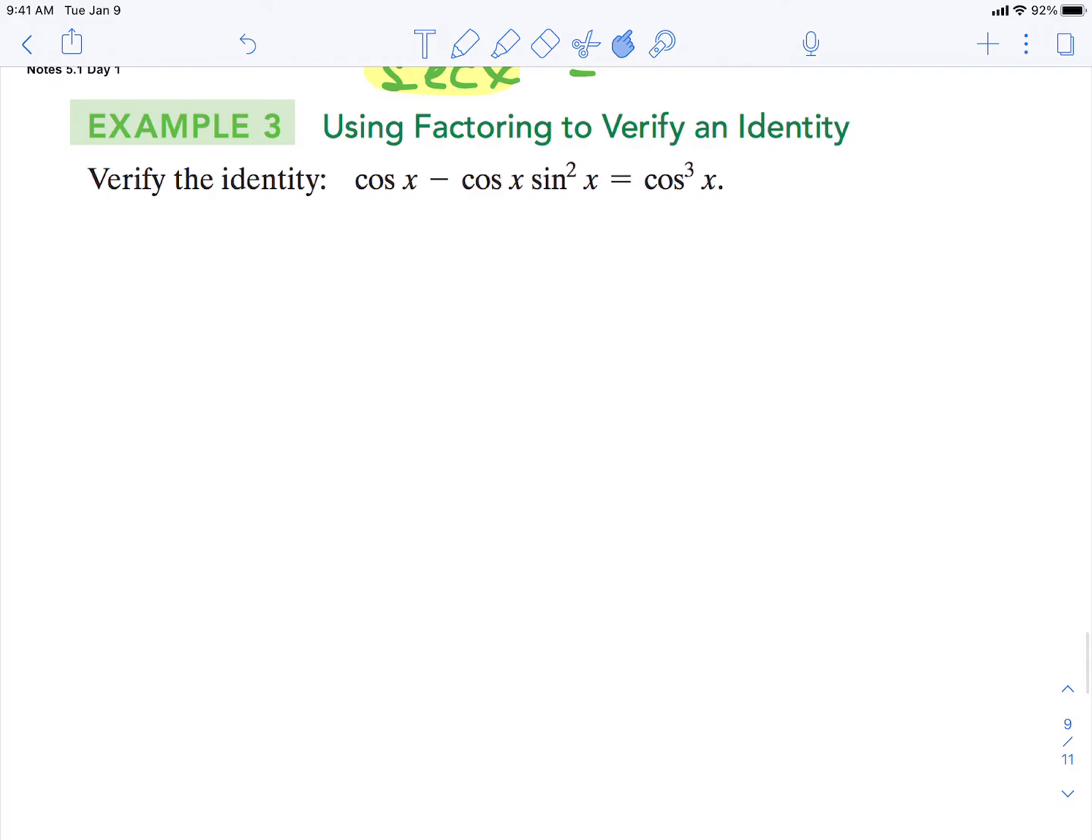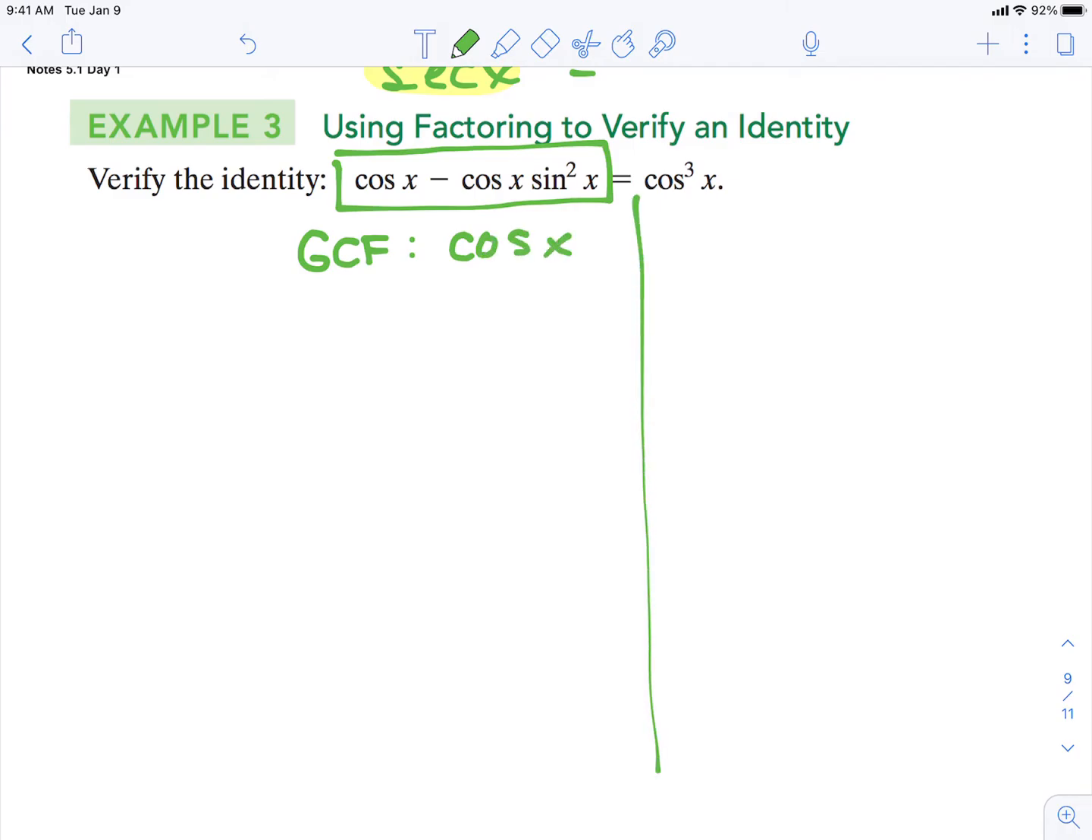All right, example 3. Use factoring to verify an identity. So we're going to start with the more difficult side, which is the left. And we're going to start with factoring. So we do have a greatest common factor, a GCF, with the cosine of x. So we're going to take out a cosine of x from the left side. So we're going to be left with 1 minus sine squared of x. So we've taken out the GCF.